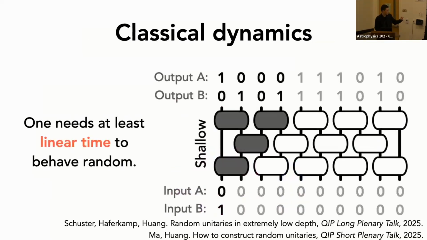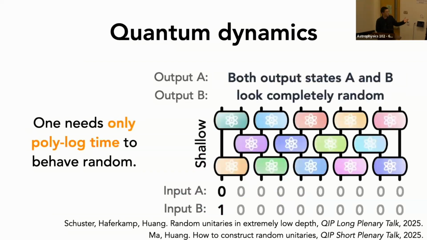Something that comes into this is that basically in the classical world, we need at least linear time to behave random due to the light cone argument. However, in the quantum case, somehow we can scramble exponentially faster, and just with a short time, it would already look like an exponential time dynamics.